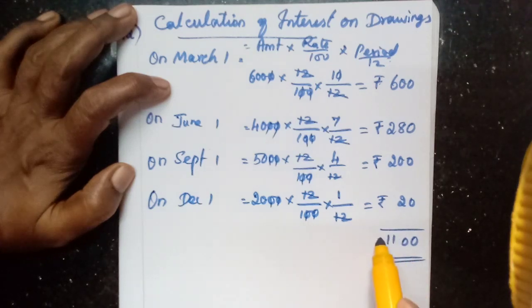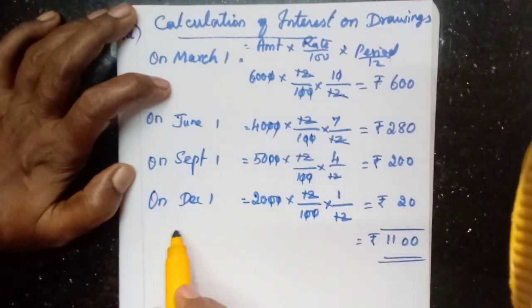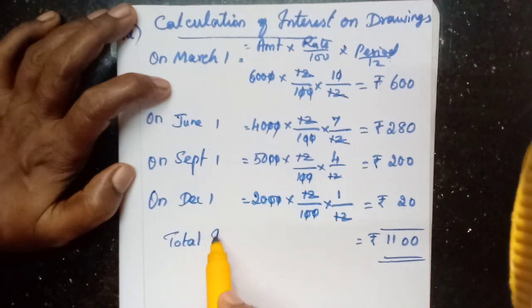Okay, again you write. Rupees. So what is this? Total interest on drawings, right? Total interest on drawings, that's all.